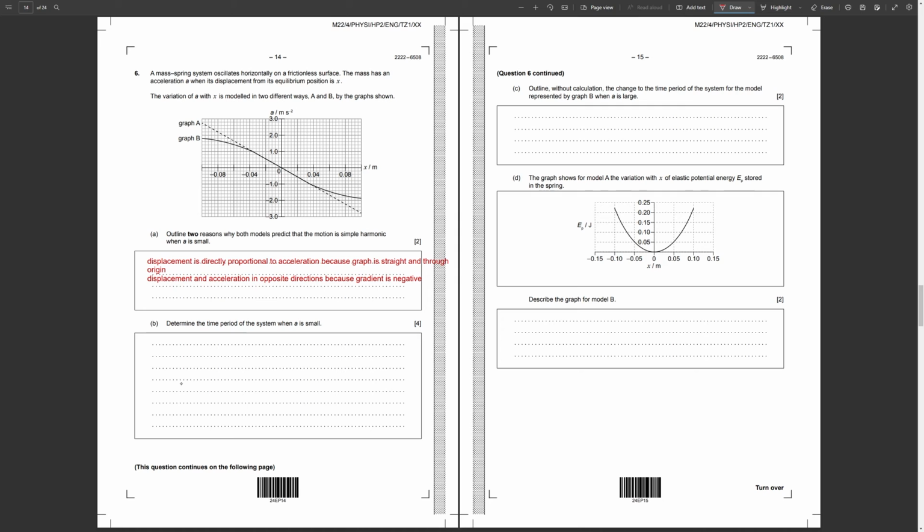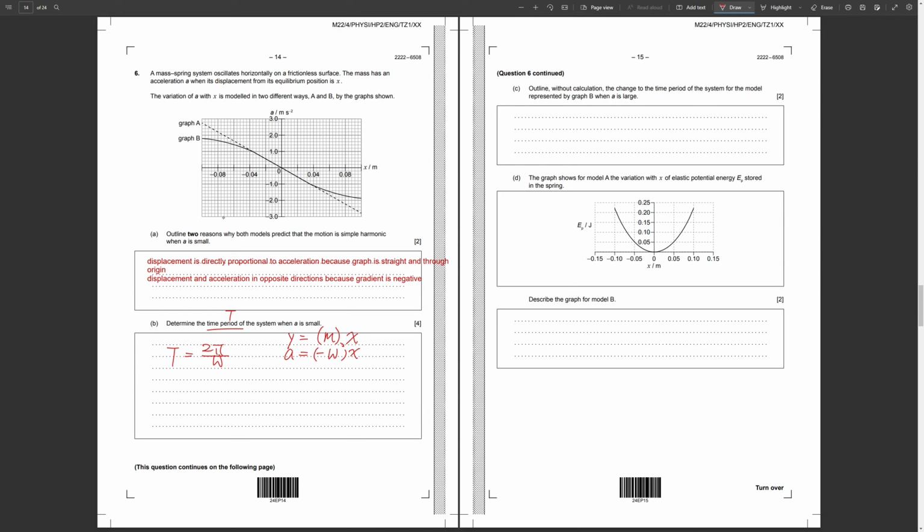Part B, we're going to calculate the time period of the system. The time period is 2 pi over omega, and meanwhile a equals negative omega square x. You can find this equation in your formula sheet. Using the second equation, it's about the gradient of the straight line, just mimicking y equals mx. Therefore, m is the gradient, and negative omega square is the gradient.